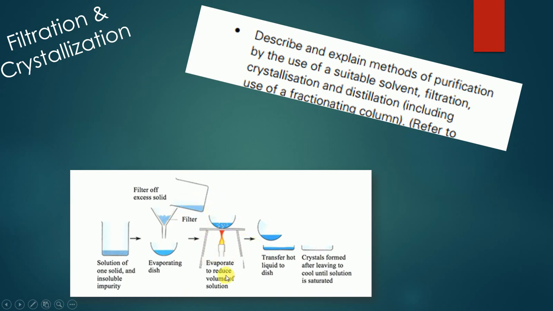Crystallization starts here where we will first evaporate it by providing heat. We will use a Bunsen burner and put the filtrate in this evaporating dish. Why am I naming all these apparatus? Because you would need this for paper 6. Then the water will evaporate, leaving behind the crystals of the solid here.